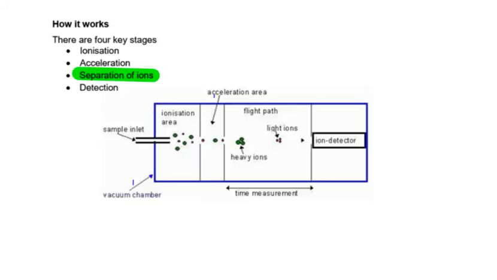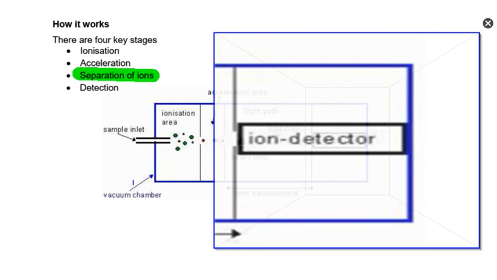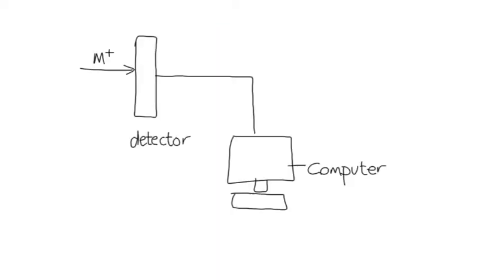And then our final stage is our detection stage, so we're going to have a look at that. We've ionised them, we've accelerated them, we've separated them, and now we're going to detect them. So our sample is travelling through the machine, and as it hits the detector, it's going to collect an electron from this detector. It's called an ion current detector. That's going to draw electrons through this wire, and the computer is going to be able to register this flow of current.